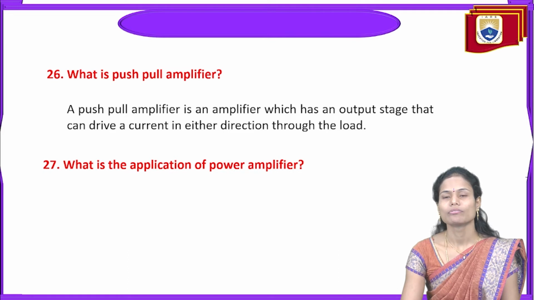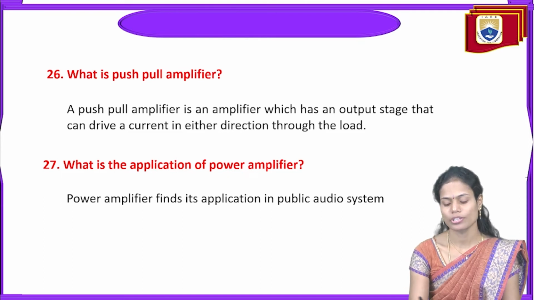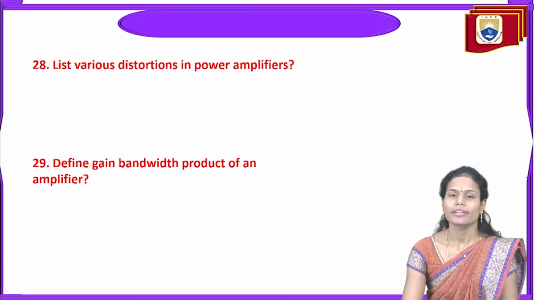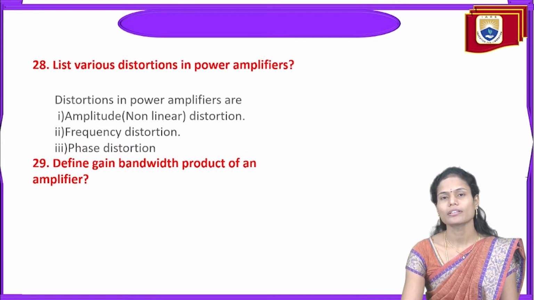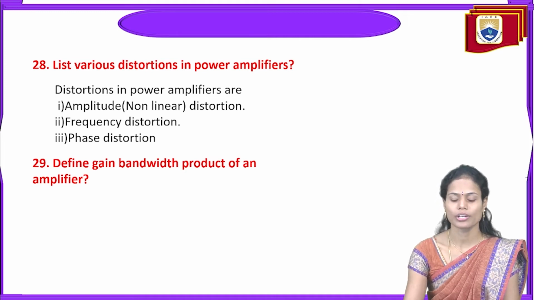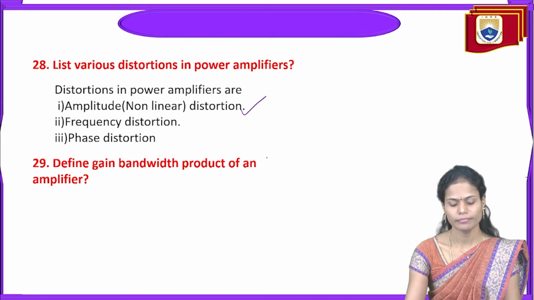And next, what are the applications of power amplifiers? So these power amplifiers we can utilize in public audio systems. That is the major application of the power amplifier here. And next, list the various distortions in the power amplifiers. Here we have three types of distortions we can expect in amplifier circuits. That is the nonlinear distortion, which we can also call amplifier distortion, and frequency distortion and phase distortion.